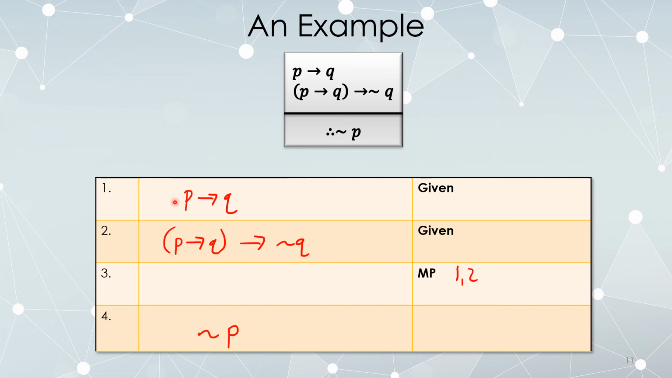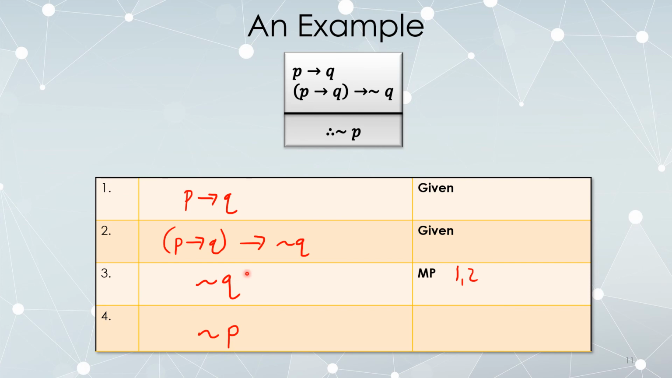If I'm applying modus ponens by referring to a conditional statement and its hypothesis, what I get out is its conclusion. So if the justification for line 3 is modus ponens on lines 1 and 2, the only thing I can be getting out is not Q. By referring to this conditional statement and its hypothesis, I extract its conclusion.